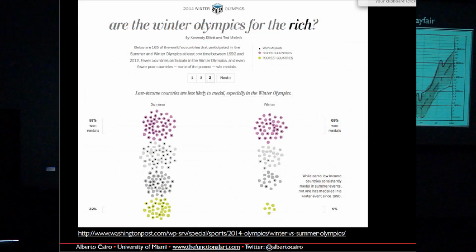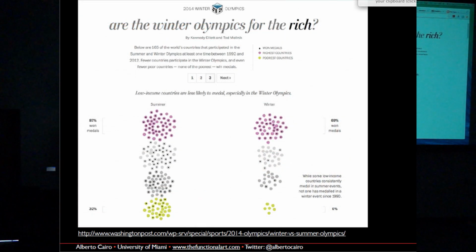Let me show you an example of what I mean. This is a graphic created by the Washington Post very recently. It's called Are the Winter Olympics for the Rich? You will see that it's a fun graphic with tons of bubbles moving around. I love those. You click on next and they cluster in a different way. And then you click on next and they group in a different way.